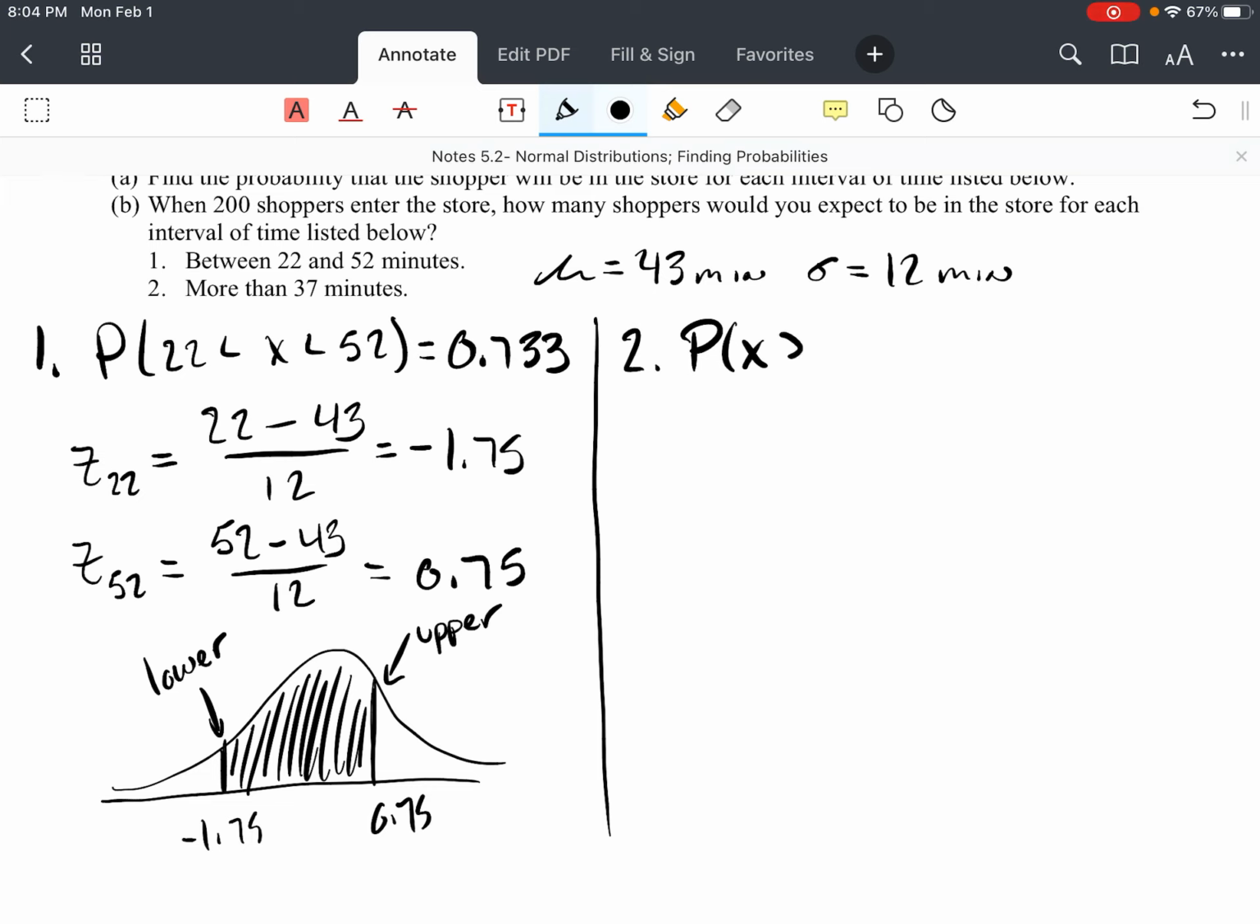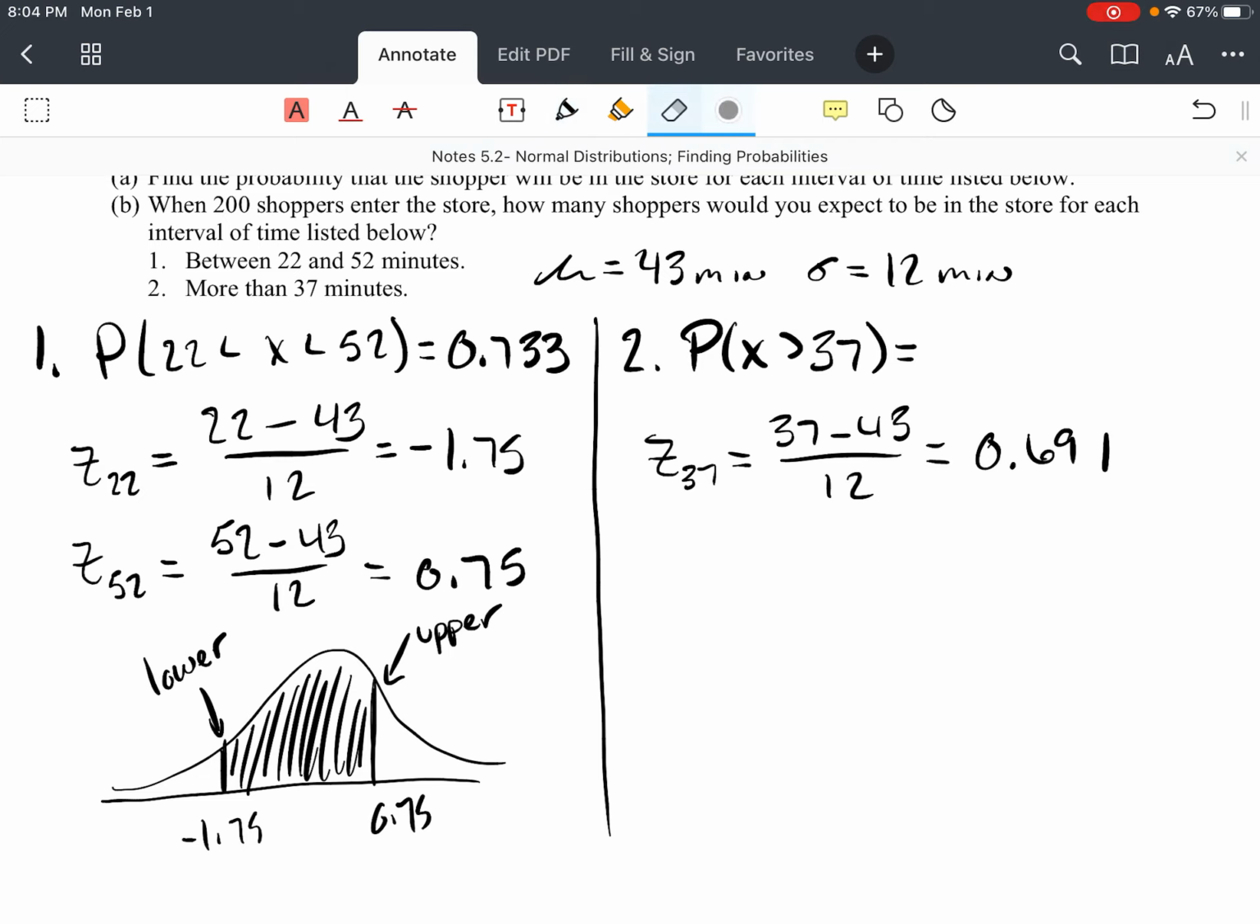Now let's take a look at the second value. This time it says more than 37 minutes. So we're looking for the probability that the customer is in the store for more than 37 minutes. We're going to do the same thing that we did before. We start by calculating the z-score at 37 minutes. So it's going to be 37 minus 43 divided by 12. Using your calculator to check, you would get negative 0.5.